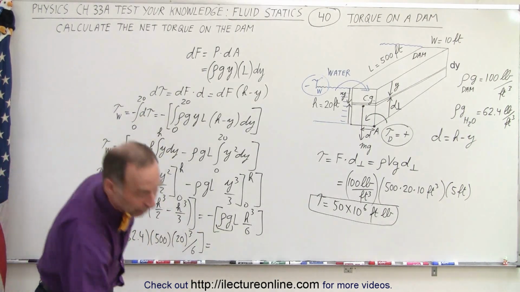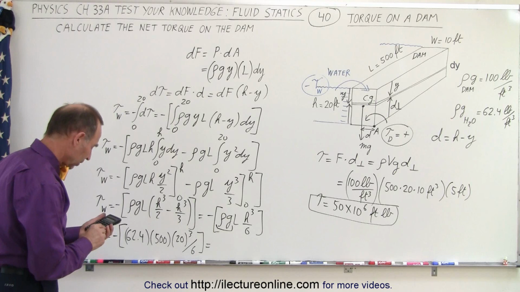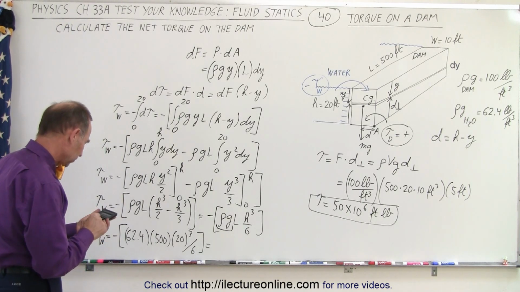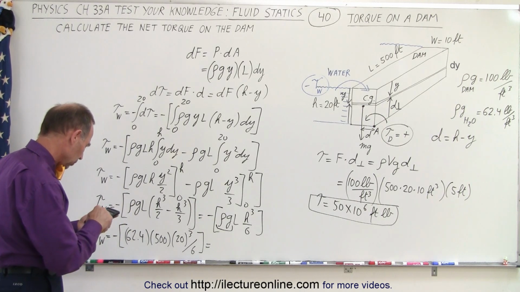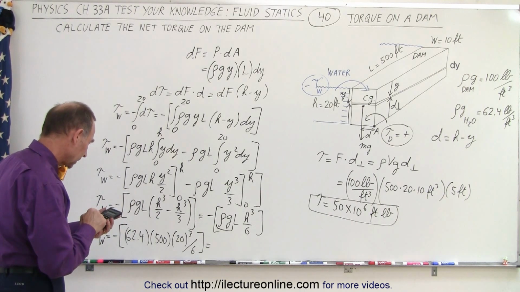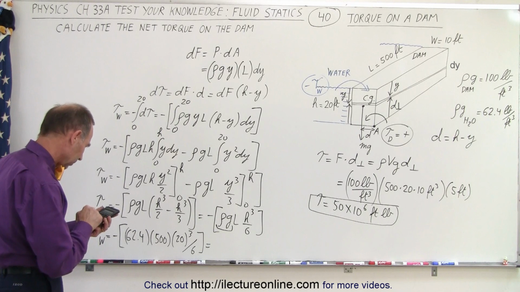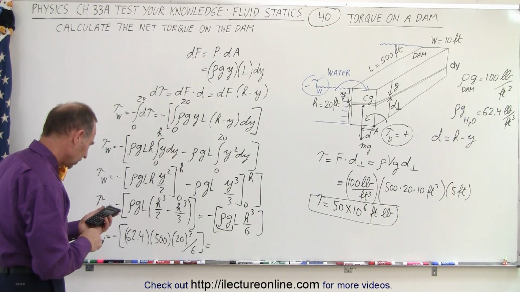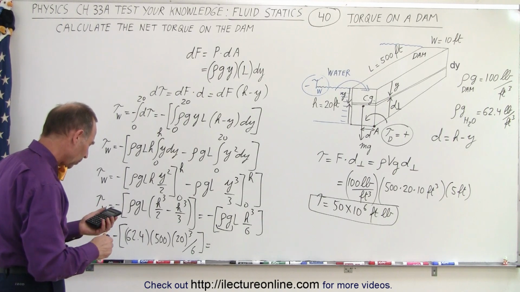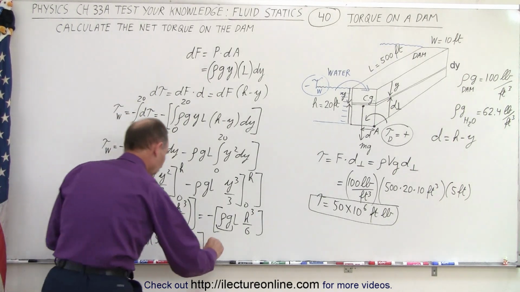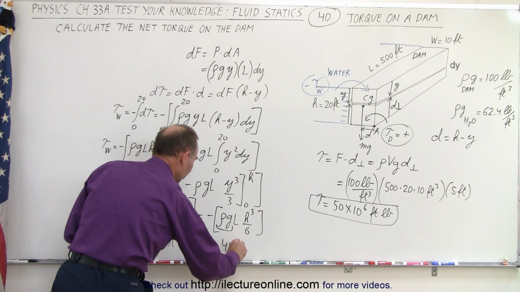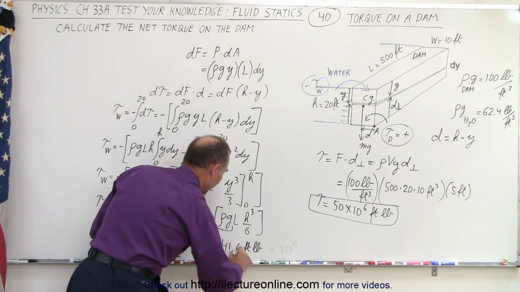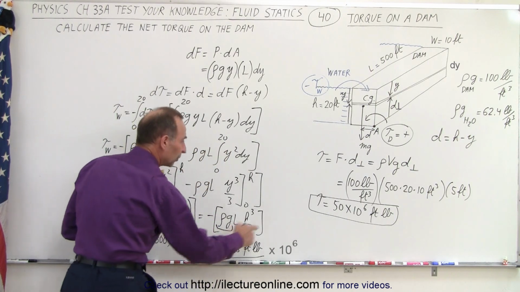And of course, we want that to be less than the torque on the dam. Torque caused by the dam, I should say. So we have 20 cubed divided by 6 times 500 times 62.4 equals, and that is 41.6, so minus 41.6 times 10 to the sixth foot-pounds. Now notice that is a smaller number than that.